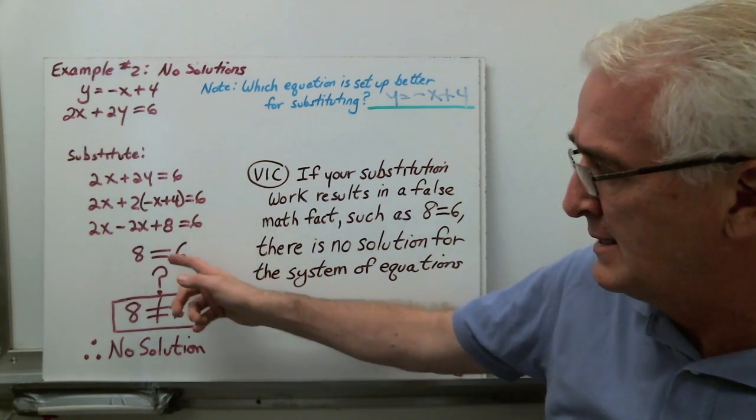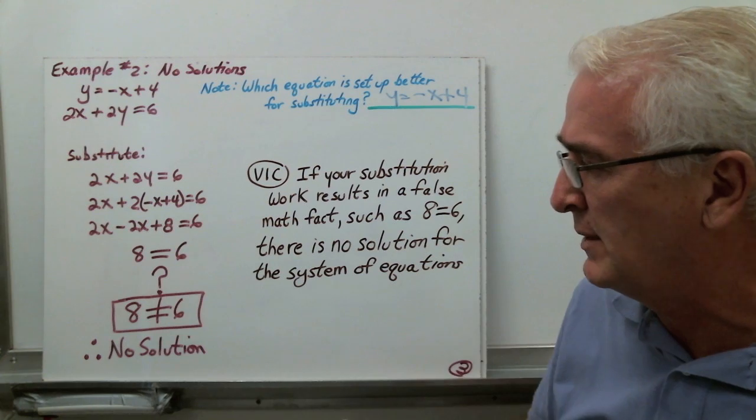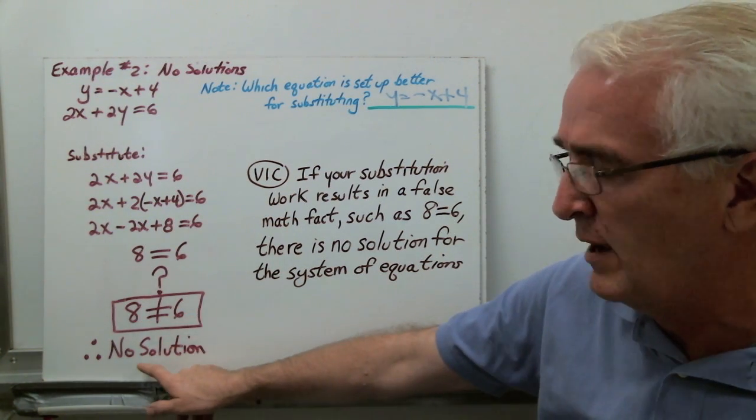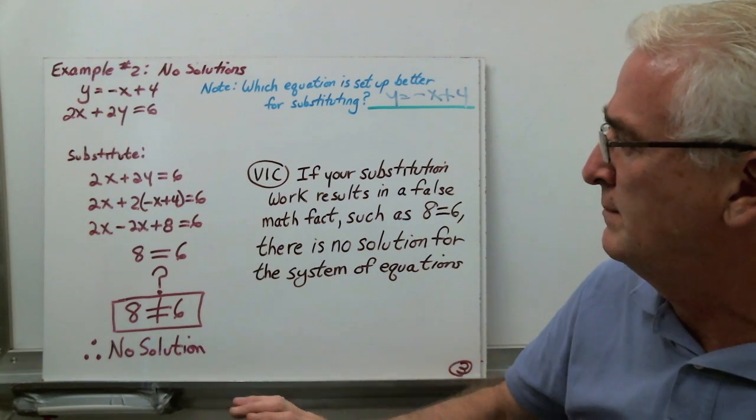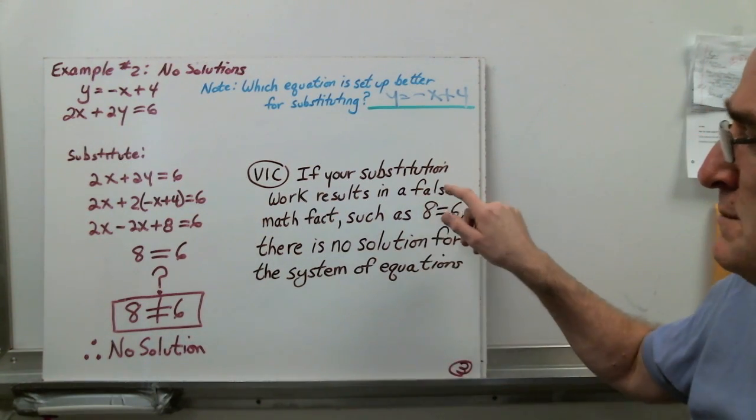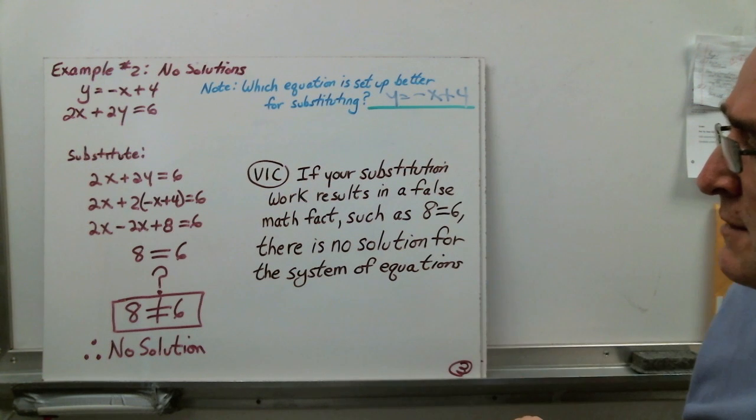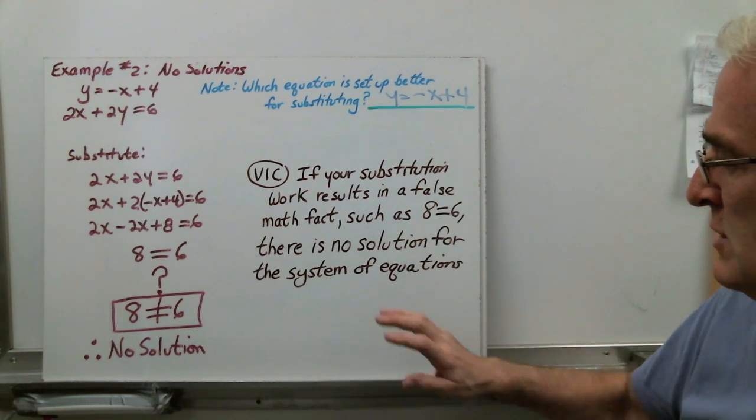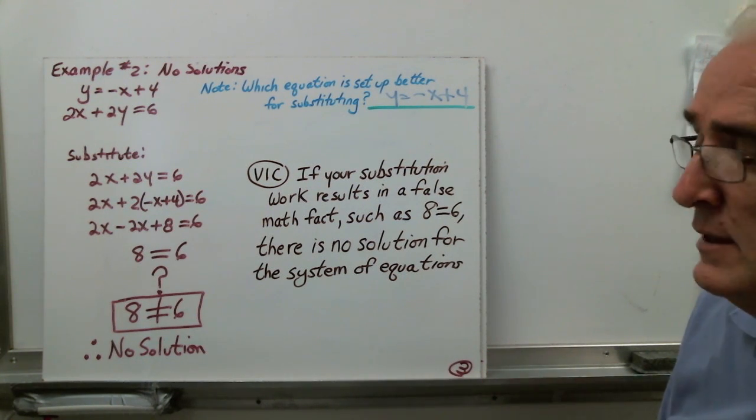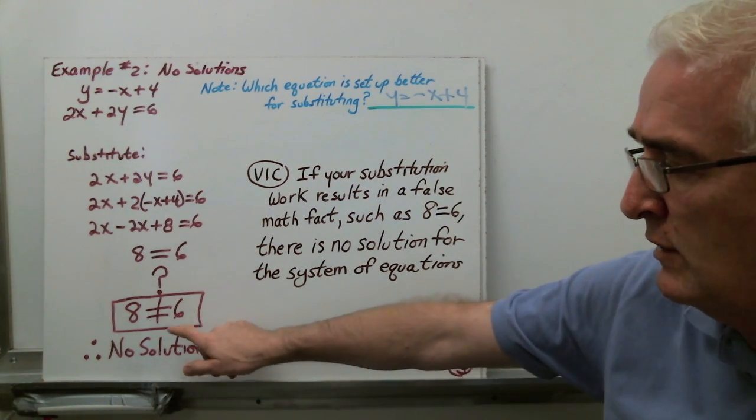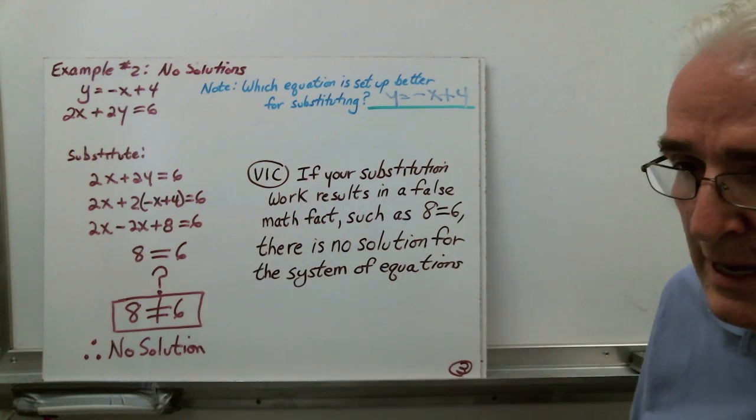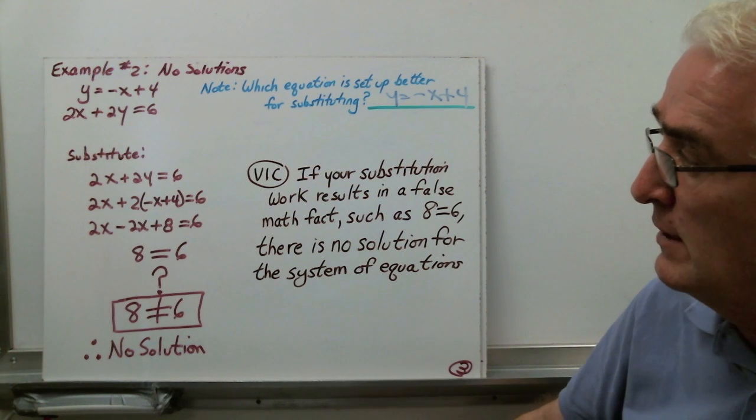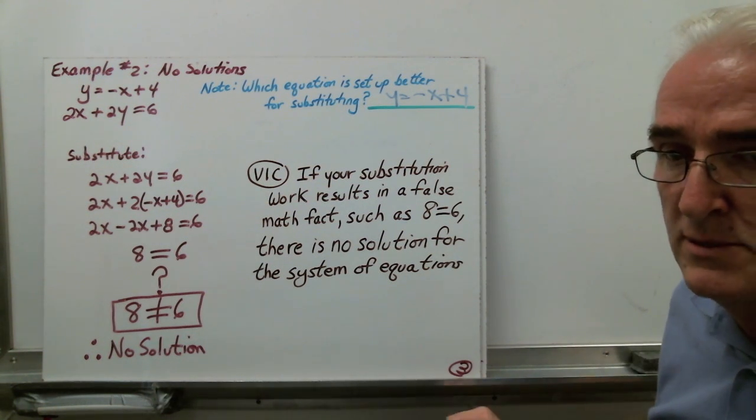Now you have to think, is that a logical statement? Is that a true statement? That is not a true statement. 8 does not equal 6. And our answer, therefore, is no solution. Here's our Vic. If your substitution work results in a false math fact, such as 8 equals 6, there is no solution for the system of equations. So if you ever get anything that's just not correct, not logical, such as 8 equals 6, the answer is no solution. And if we graph those two lines, you'll remember from our previous work, we would end up with two parallel lines.